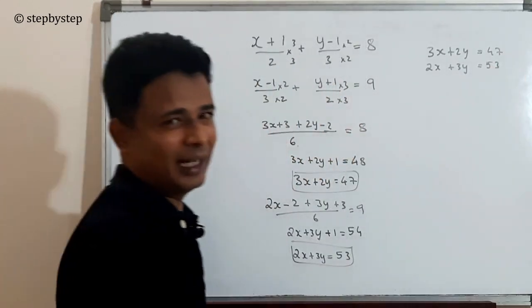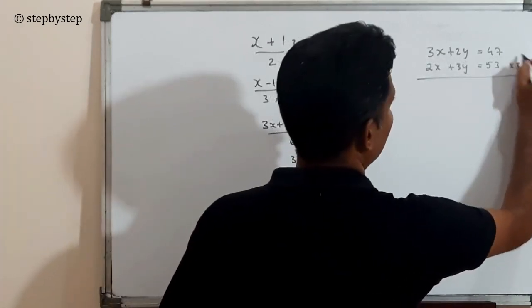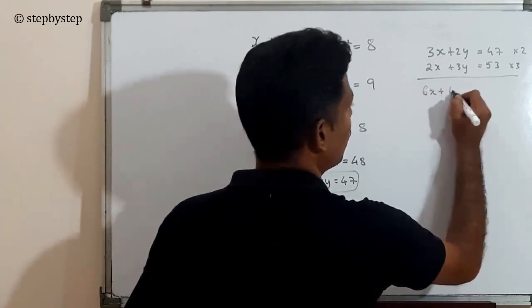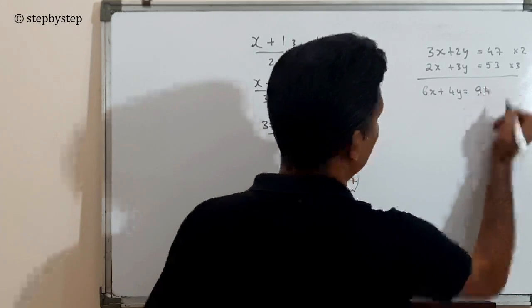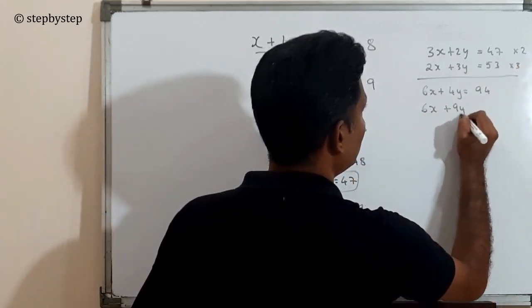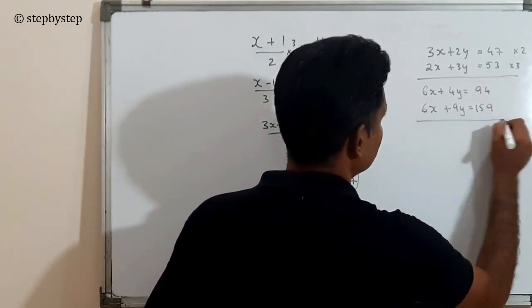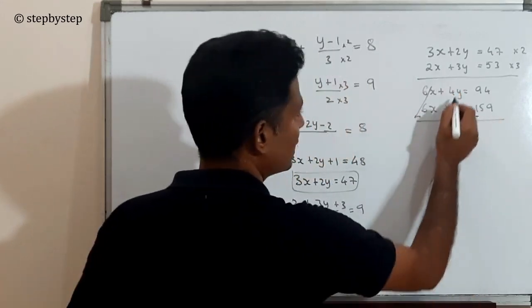And I'll use elimination method for this. I'll make x terms equal. So here into 3, here into 2. So I get 6x plus 4y equal to 47 into 2, 94. And 6x plus 9y equal to 53 into 3, 159. Subtracting, signs will change. This cancels.